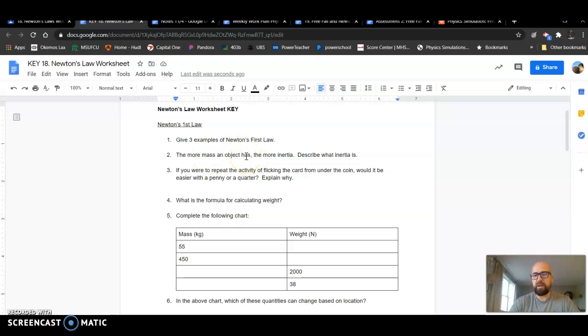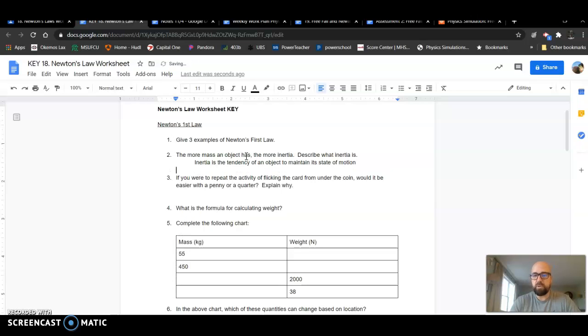The second one says describe what inertia is. We had that in our notes. Inertia is the tendency of an object to maintain its state of motion. So what that means is, if it's at rest, it's going to stay at rest. If it's in motion, it's going to stay in motion. And that has to do with mass.